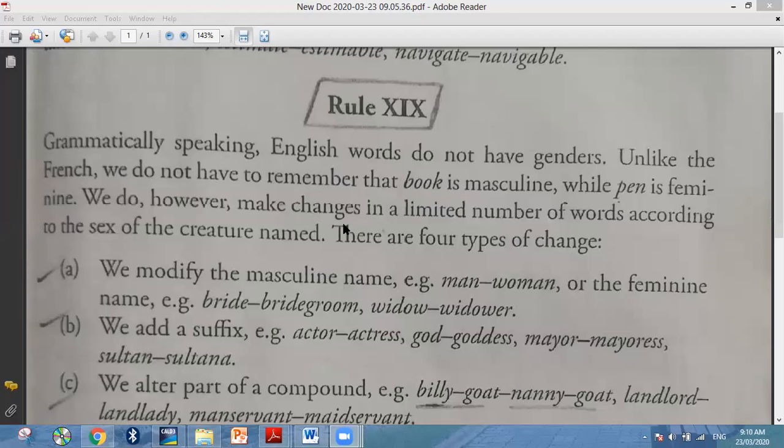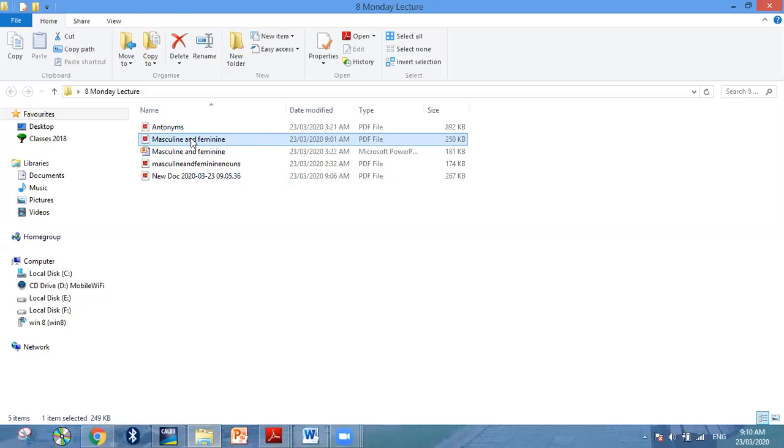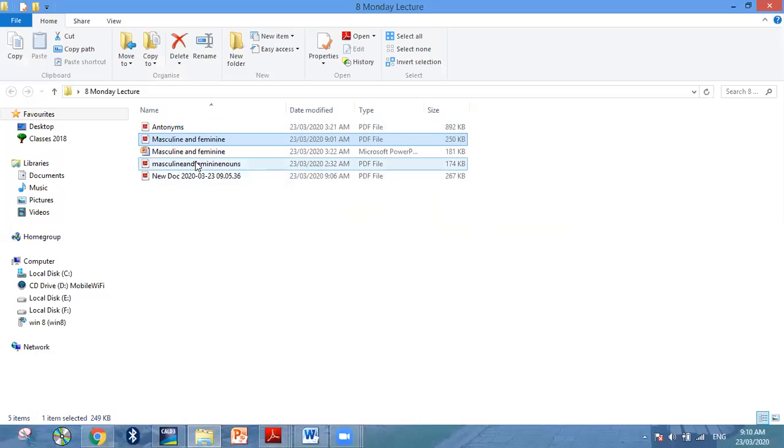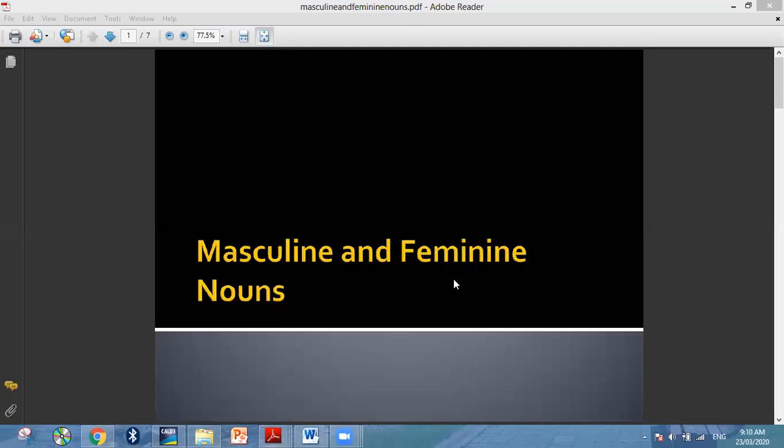As Hur said, masculine words are the words in English that refer to boys or men. And feminine words are the words that refer to or are mainly used to refer to girls or women. Okay. We can start with this one. Masculine and feminine nouns.